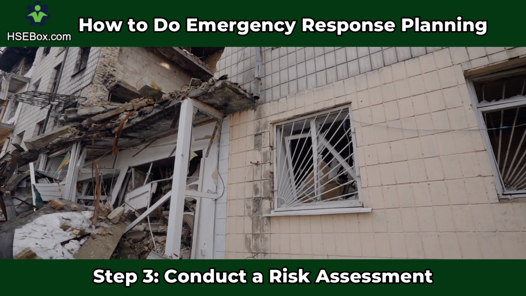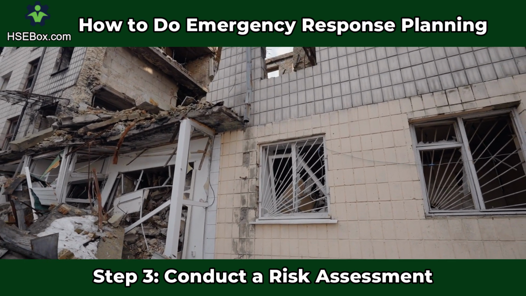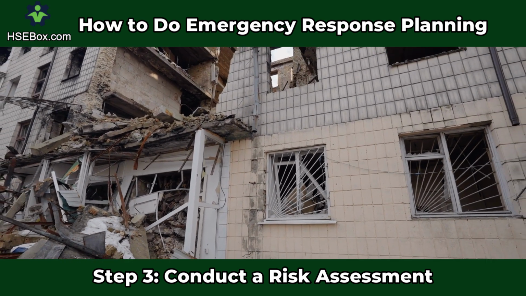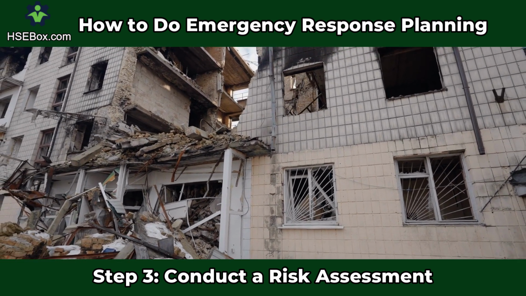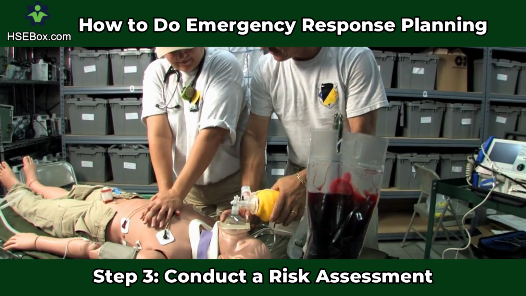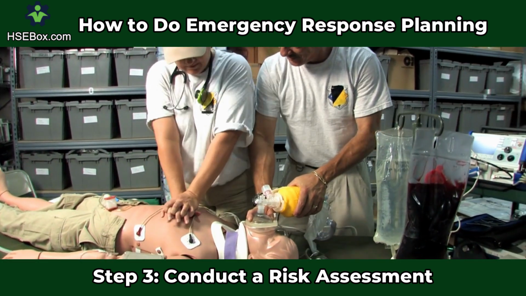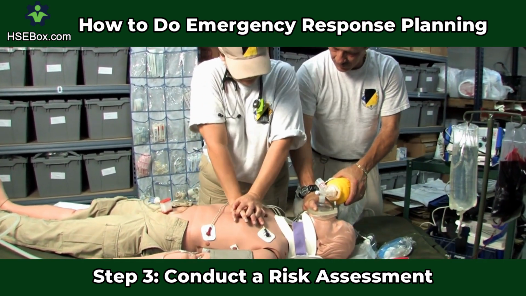Combine the probability and impact ratings to determine the overall risk level for each emergency. This can be done using a risk matrix, which helps visualize and prioritize the emergencies that require the most attention. Focus on developing detailed response plans for high-risk emergencies, while also considering appropriate measures for lower-risk scenarios.